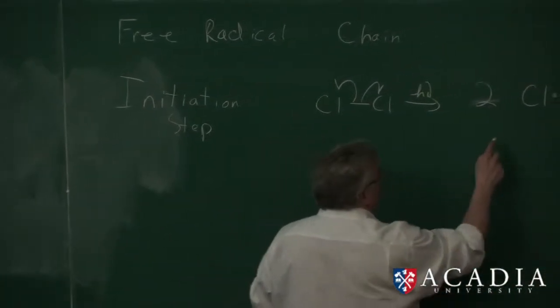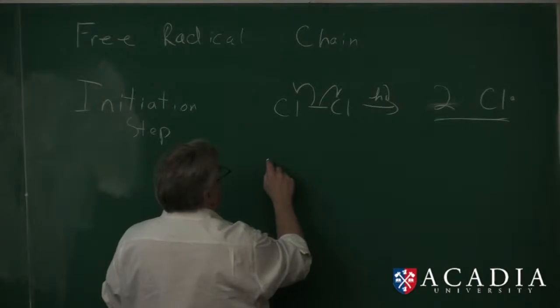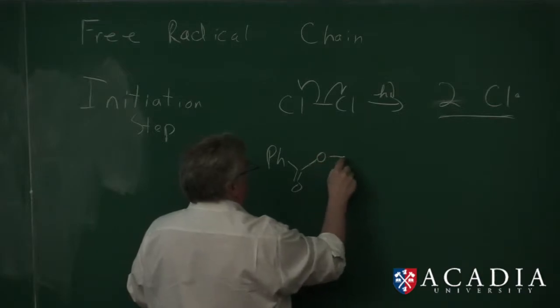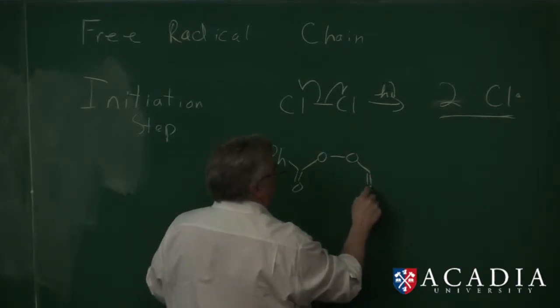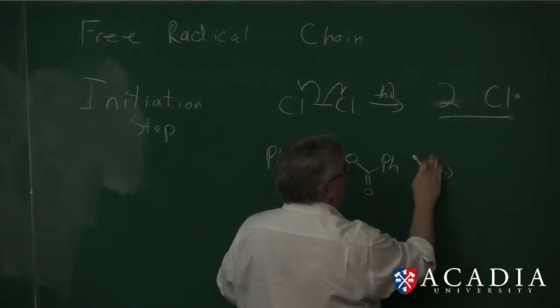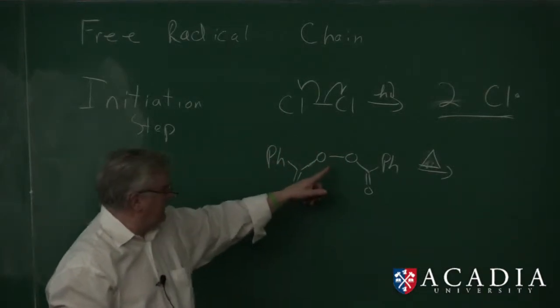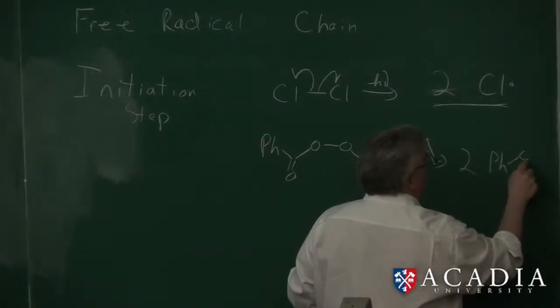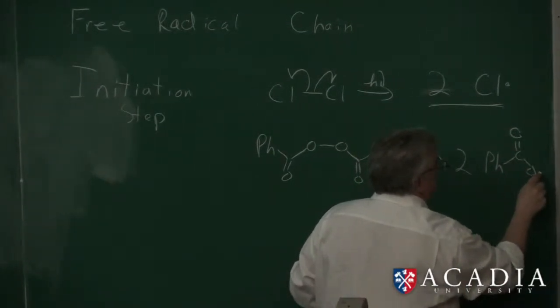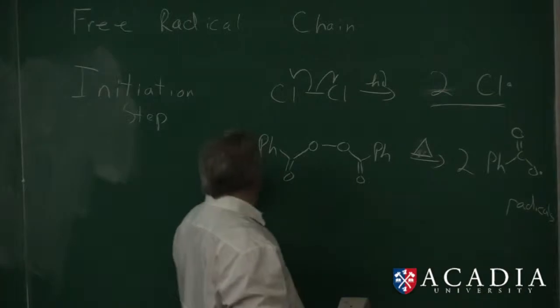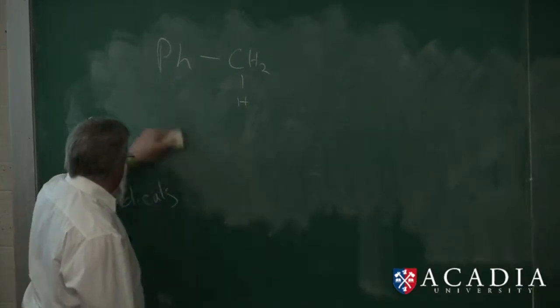Another initiation reaction that we can do, we typically take something like this. This is benzoyl peroxide, and we just heat it up. That's a very weak oxygen-oxygen bond, and we end up getting two of these radicals. Okay? So we get radicals in our initiation step. The next step we talk about is the propagation steps.